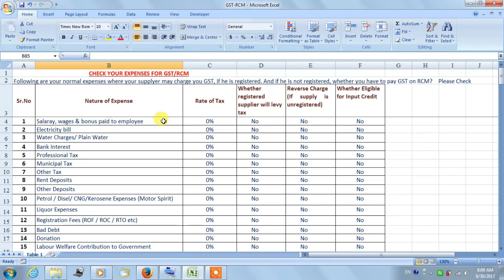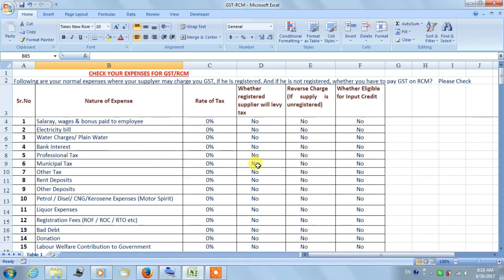Reverse charge is applied only when a supplier who is not registered under GST supplies goods to a person who is registered under GST. That is, if you purchase from an unregistered dealer and you are registered under GST, then reverse charge is applicable to you. So on your screen, you can see the list of reverse charge expenses.